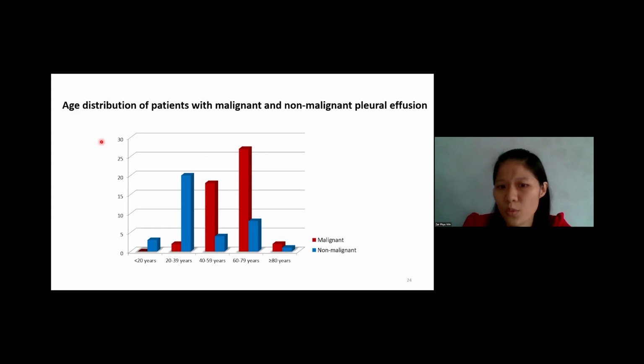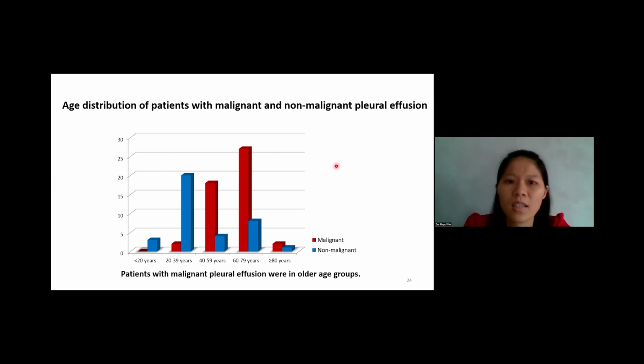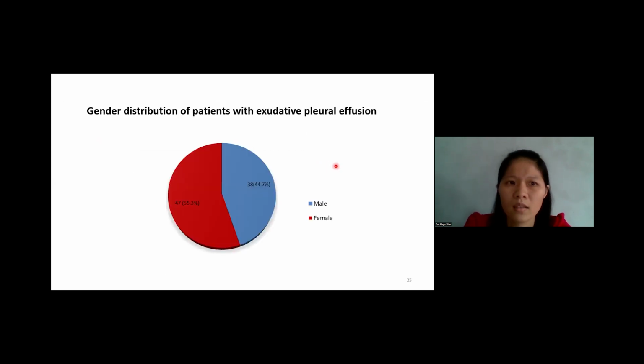When looking at the age distribution of patients, obviously malignant pleural effusion patients were in the older age group rather than the younger age group. And in this study, 55.3% of patients were female and 44.7% were male. So it is a fair gender distribution.